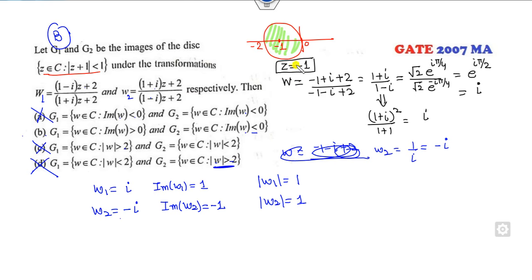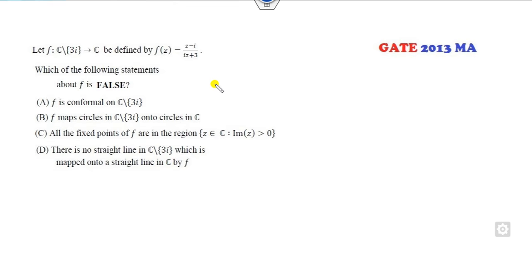You can see, you always draw the graph and pick the point from it and discard the options. Okay, look at this another one. F is a mapping which is defined as here of this. Which of the following statements are false? Is a conformal mapping of this.